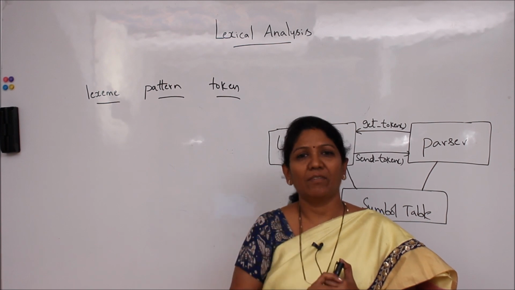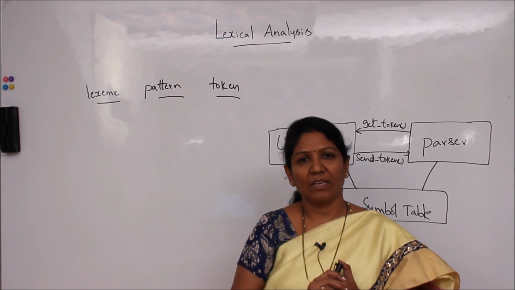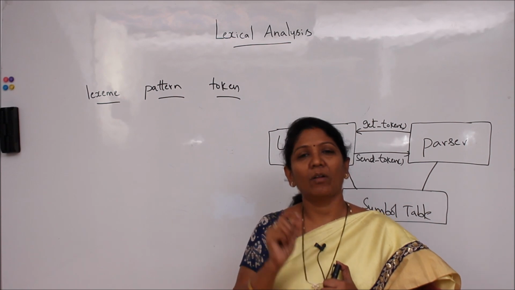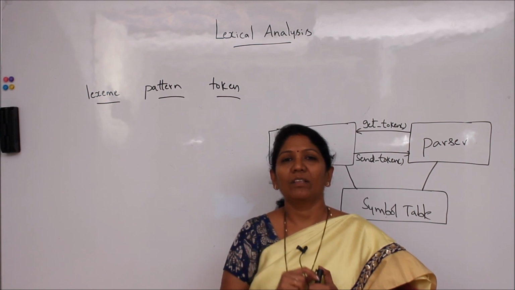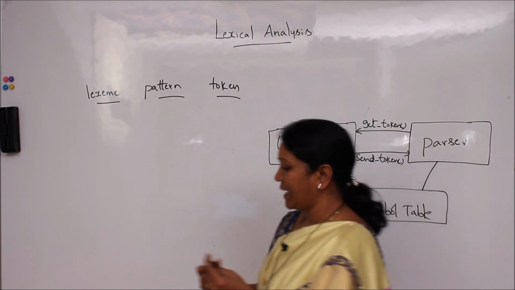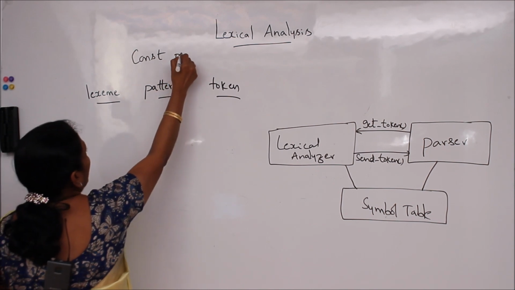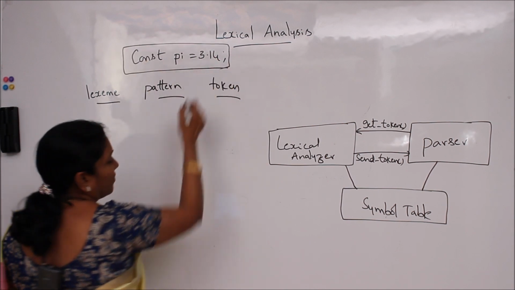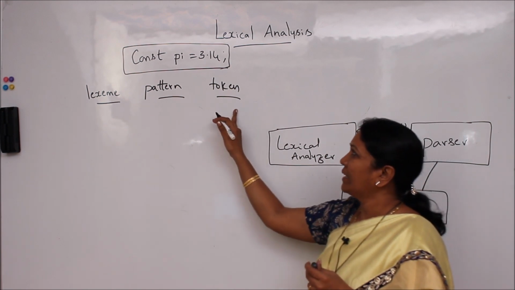For example, in a high level language, all the keywords are taken as separate tokens, all the identifiers are taken as separate tokens, all the operators are treated as separate tokens, all the punctuation symbols are taken as separate tokens, and all the numerical constants are taken as separate tokens. Let me take an example. Suppose I have a statement something like const pi = 3.14. This is my statement. Let's try to understand what we mean by lexeme, pattern and token here.